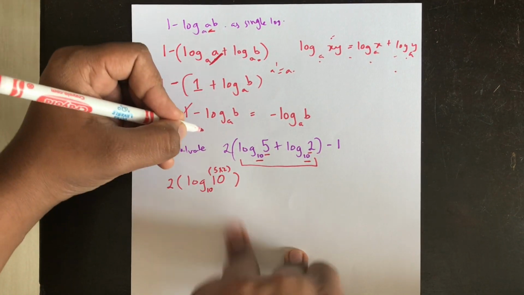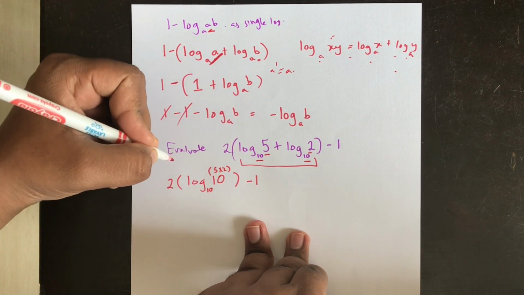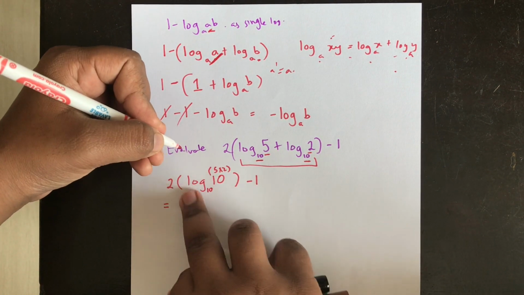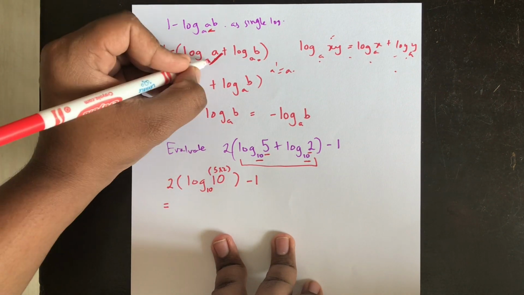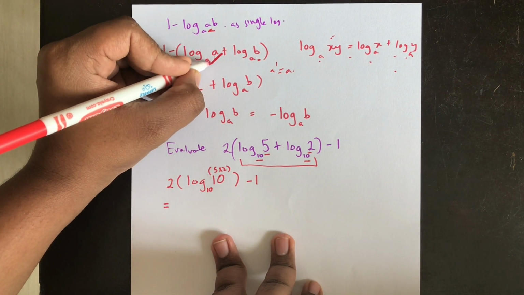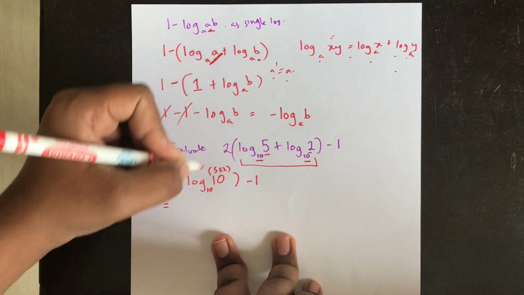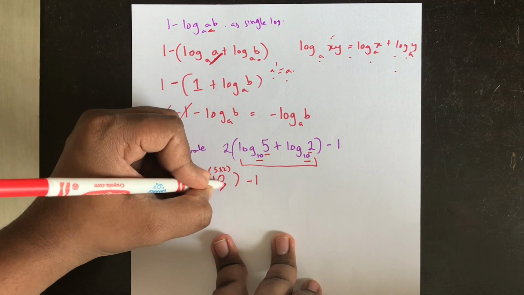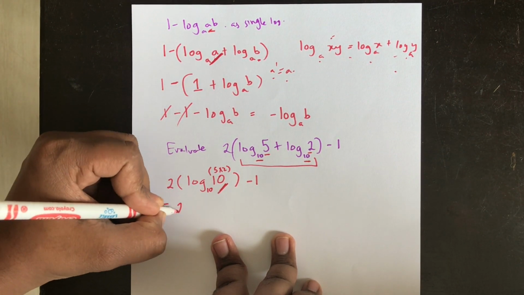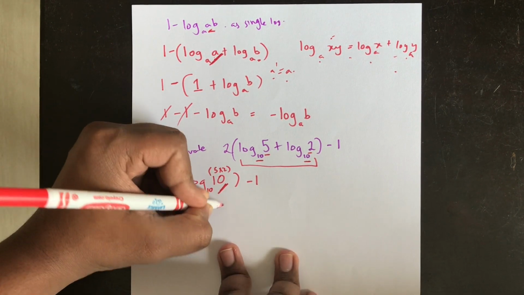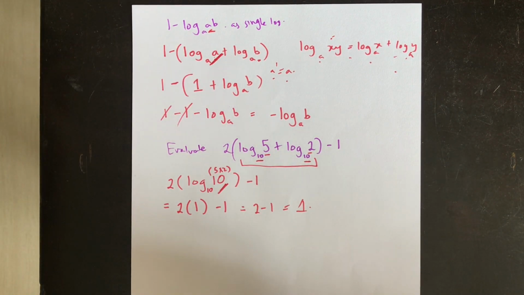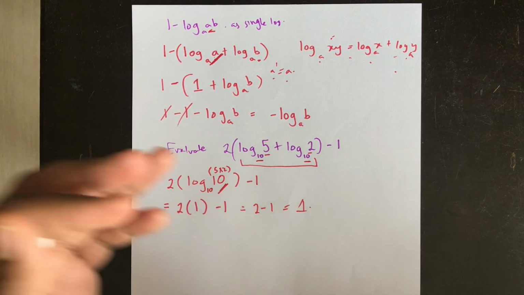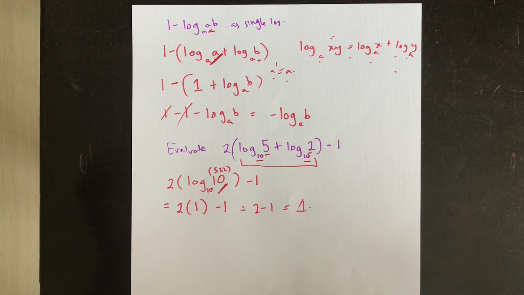This will be multiplied by 2 because of the 2 here, minus 1. Now log 10 base 10, we learned that if you have log A base A, you actually get 1 because A power 1 is equal to A. So this is the same case. 10 and 10 are the same, so you get 1. So it becomes 2 times 1 minus 1, which is 2 minus 1. Therefore your answer is 1. So just by memorizing the rules of logarithms, it becomes very easy to solve questions.